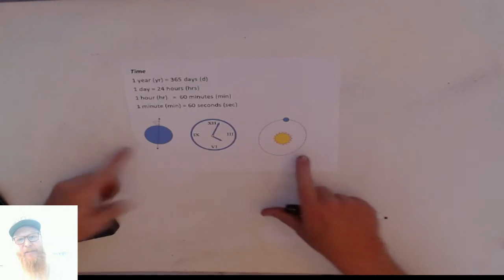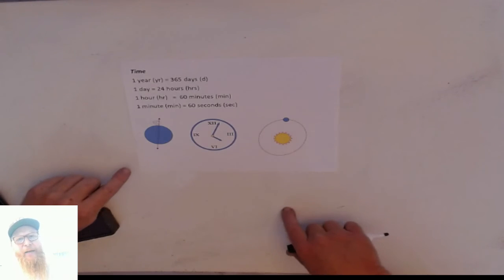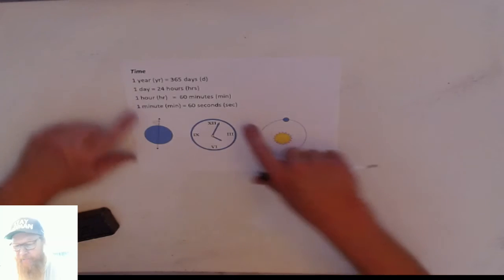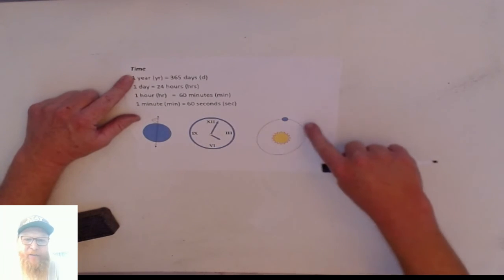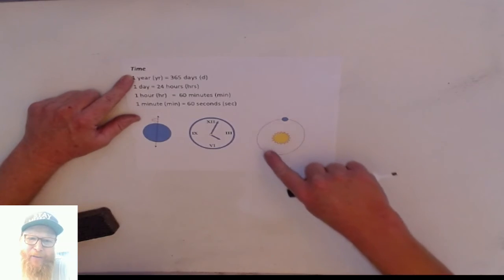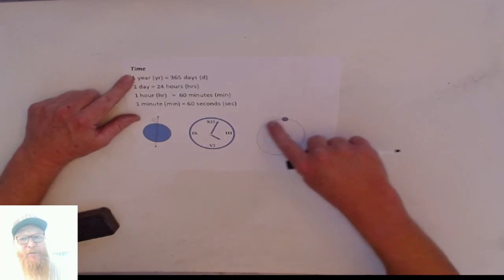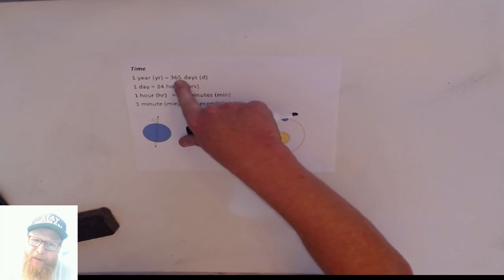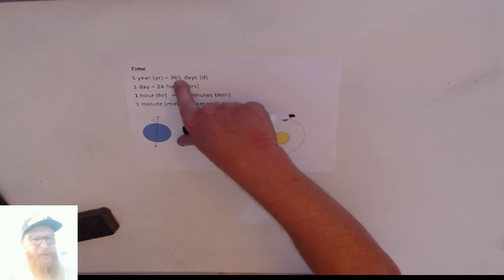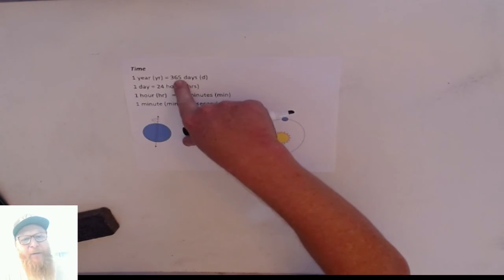But time is based on sort of 3 different quantities. You have a year, right? A year is how long it takes for the Earth to go around the sun. I'm just saying this because you already know this. So the Earth goes around the sun once every 365 days. Now I'm ignoring leap year, and so you should do the same. We typically don't include leap year in this type of a math class.